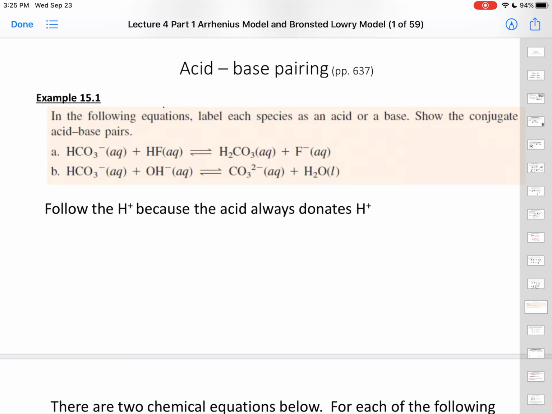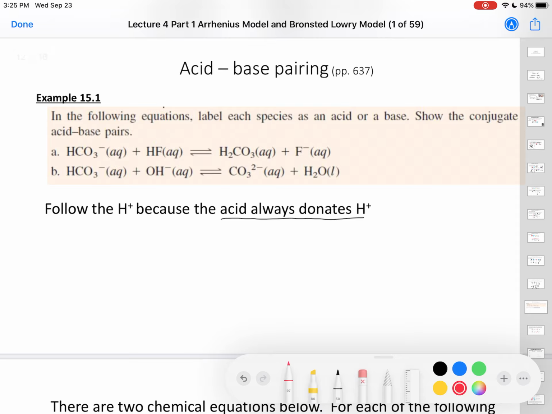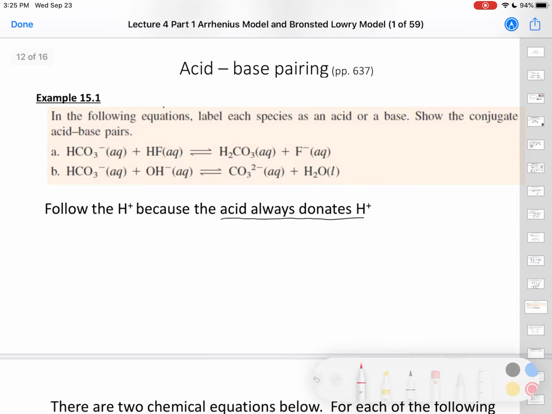And again, we're following the H+, because remember, the acid always donates H+. So if you can figure out who's giving away the H+, you can figure out what is the acid. All right, so HCO3- reacts with HF. Okay, so let's look. It forms F-. So because of that, we know that this is donated or lost, right? So this is donating. So therefore, HF, in the first one, the HF is the acid.